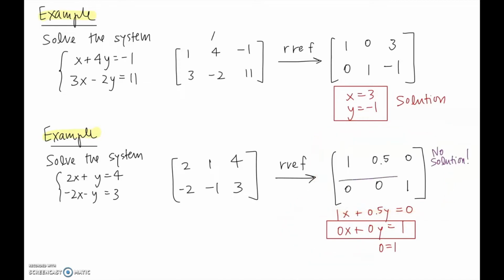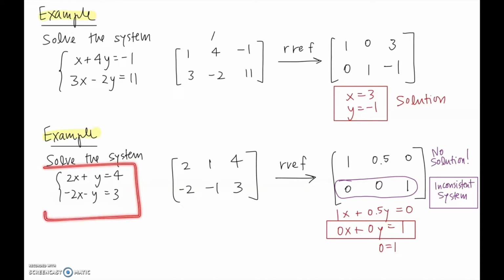If you end with a row like this, where you have all zeros, but then a 1 at the end, that's telling you a false statement. It's telling you that 0 equals 1. And this original system will have no solution. It's an inconsistent system. If we were going to graph these two lines, we would find two parallel lines.